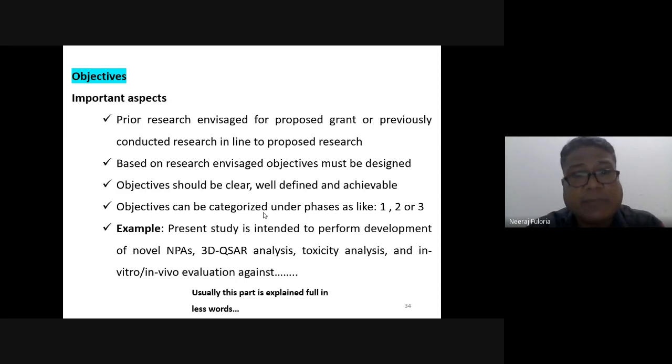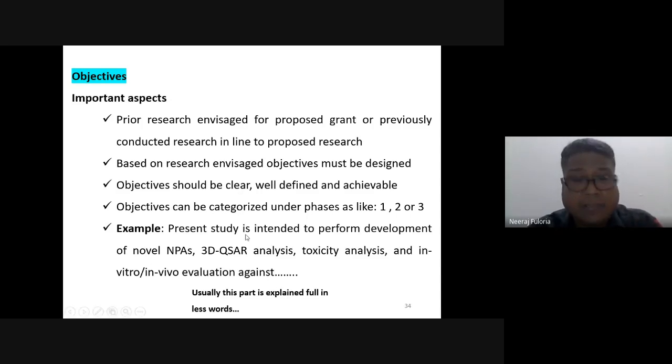So objectives can be categorized under different phases, like phase 1, 2, 3, 4, whatever you wish. Like in phase 1, you are doing the synthesis part, the in silico analysis part. In phase 2, you are doing the cell line studies and all. Phase 3, you are doing animal studies. Phase 4, you are doing clinical studies, likewise. So this is all you are doing in an abstract, in a summary I am talking about.